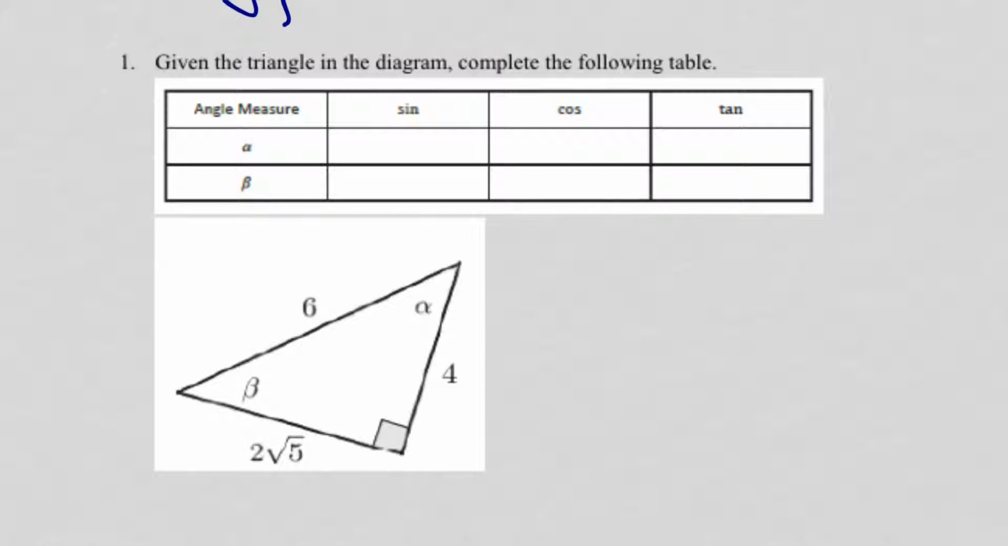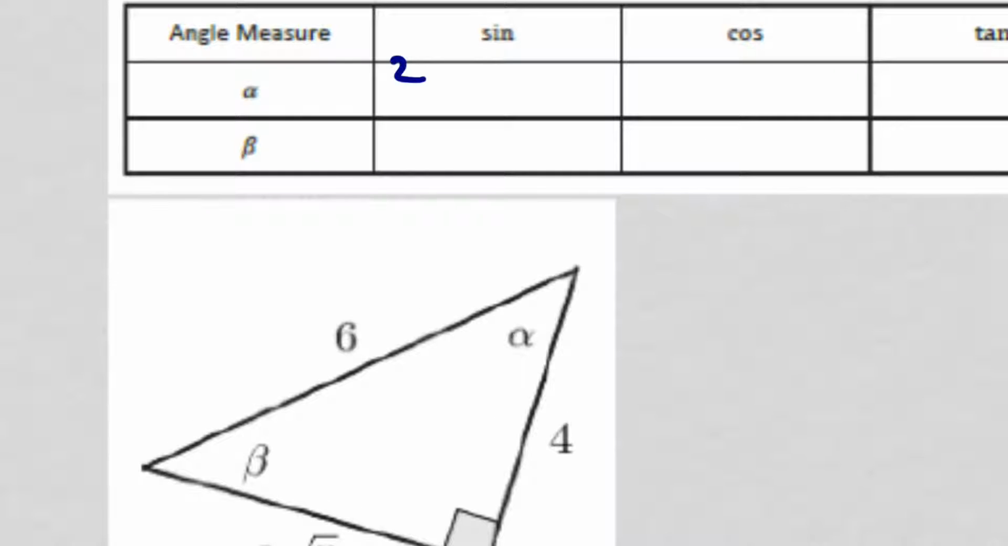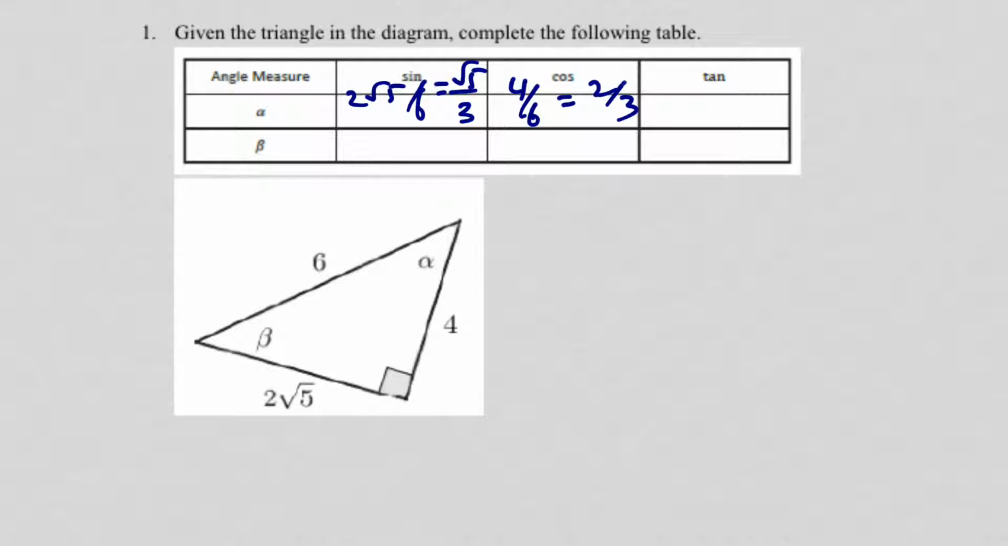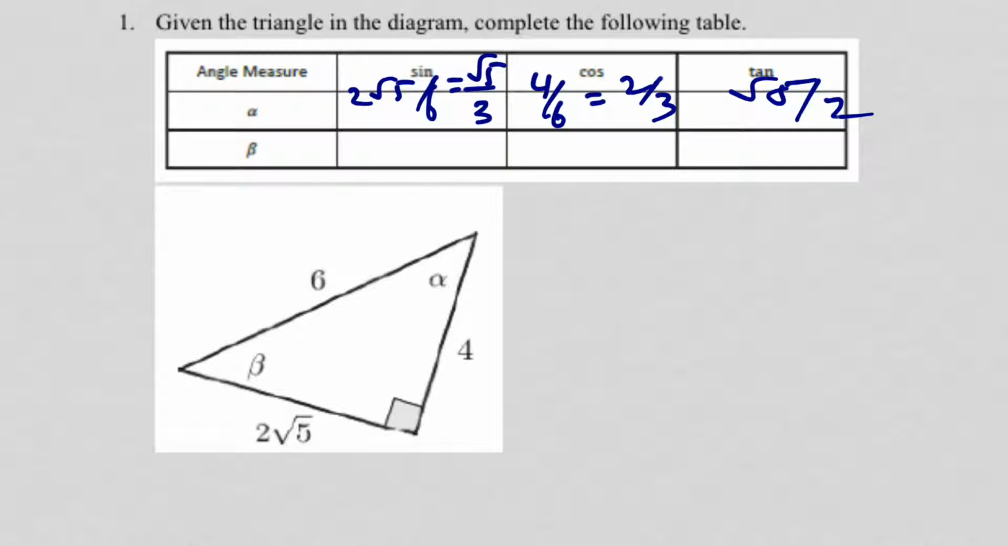No, this one's easy. You guys can do this one without me talking. 2 root 5 over 6, I simplify this, which becomes root 5 over 3. Over 6, 2/3. Again, simplify. Tangent should just be root 5 over 2. Angle B should be 4 over 6, which is 2/3. And this one should be 6 over 2 root 5, which should be 3 over root 5. And the last piece should just be 2 over root 5.